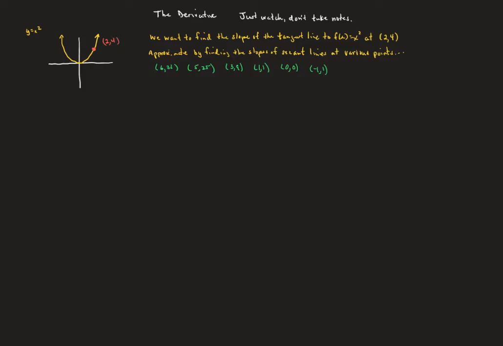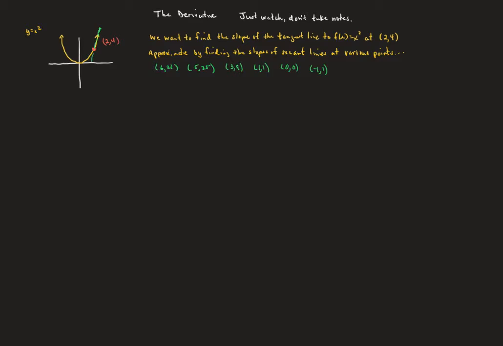So suppose we have this function y equals x squared, and we would like to find the slope of the tangent line to that function at the point (2, 4). So we're going to think of (2, 4) as our anchor point. And we're going to approximate that by finding the slopes of different secant lines at various points. So I've listed some of these in green. (6, 36) is a different point on the curve, so we're talking about way up here, and we're going to be looking at the slope of the secant line, the line that connects those 2 points.